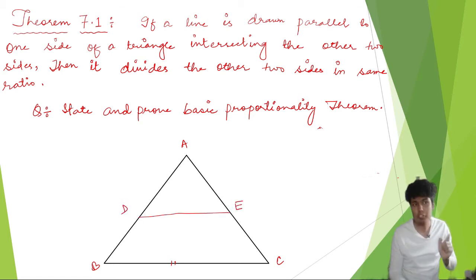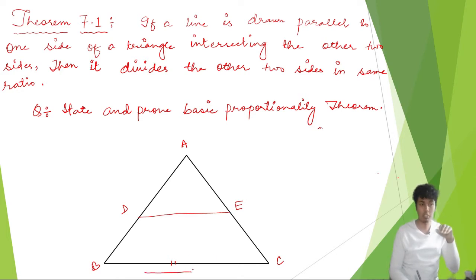Now, DE is drawn parallel to BC according to the question, intersecting the other two sides. You may say we can draw a parallel to BC like this also, down here. But we can't do this because our next statement says the parallel line must intersect AB and AC, the other two sides. I hope that is clear to you. Now let us solve the question.